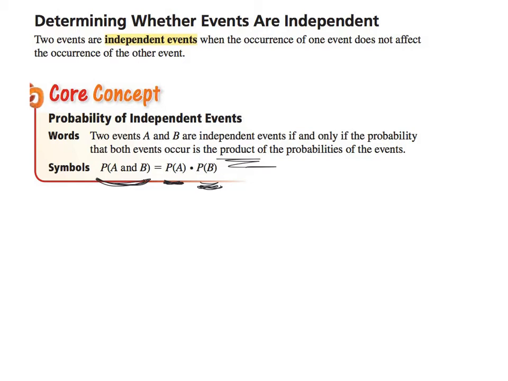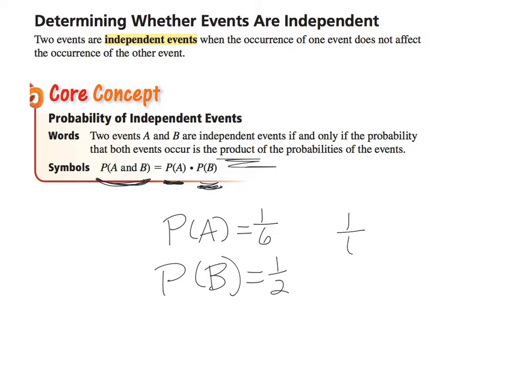Let's say you want to see the probability of rolling a 1 and the probability of flipping a coin. So the probability of rolling a 1, we'll call that probability of event A, is 1/6. The probability of flipping, let's say heads, is 1/2. The probability of both happening would be 1/12.